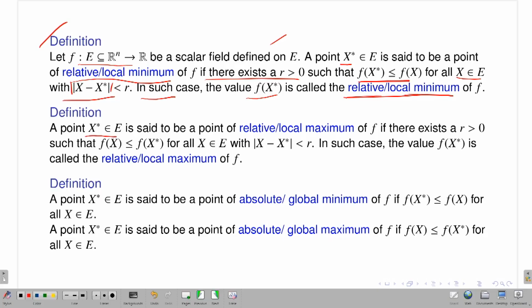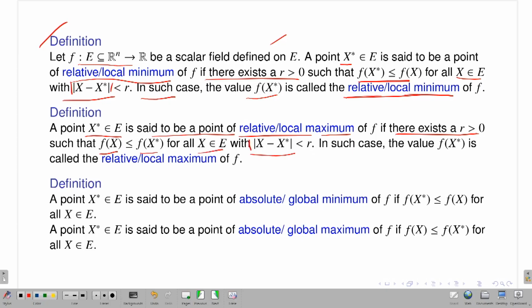A point x star in E is said to be a point of relative or local maxima of f if there exists a positive r, that means there exists a neighborhood around the point x star, such that the value of f at any x taken from this neighborhood is always less than or equal to the value of f at x star, and it should be true for all x along with this.